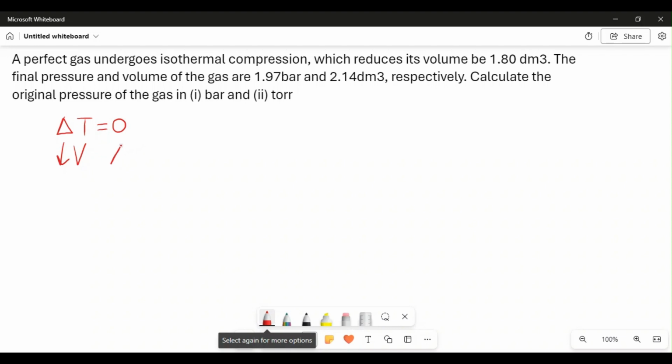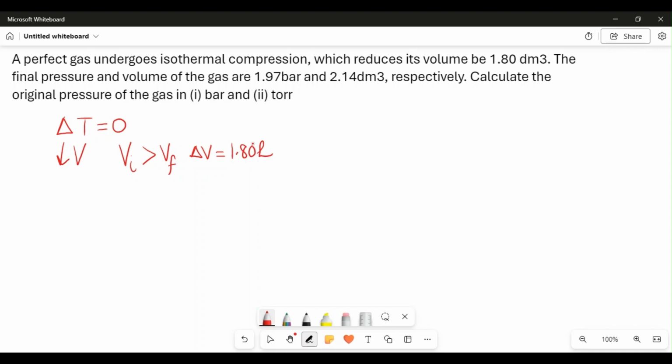Meaning the volume at the beginning is greater than the volume at the end. So, the initial volume is greater than the final volume. And it reduces its volume by 1.8 dm cubed, meaning the change in volume is 1.80 dm cubed or liters. Dm cube and liters mean the same thing.